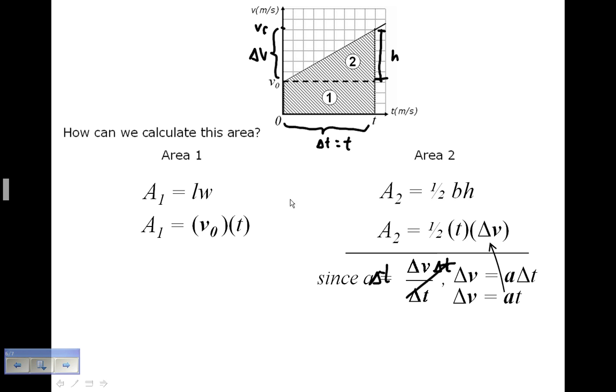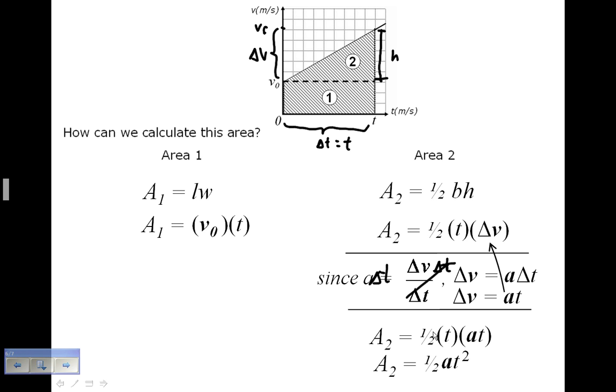Because delta v is equivalent to the acceleration times whatever time I'm dealing with here, I can plug that in. So we'll see what happens when we do that. We still have 1/2, we still have t, and we make our substitution. We've got a times t, acceleration times time. So we have some like terms we can group. So we have 1/2 times a times t squared, right? Because we have t times t.